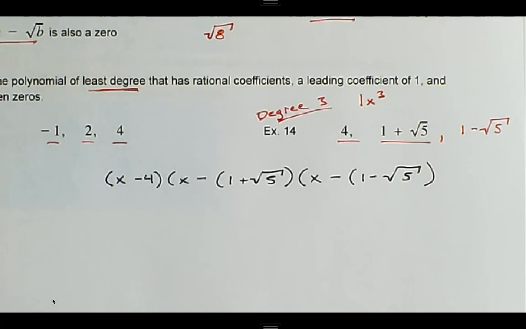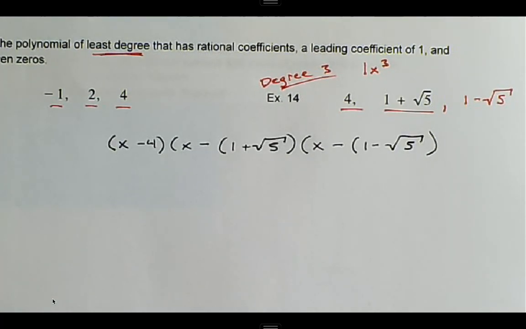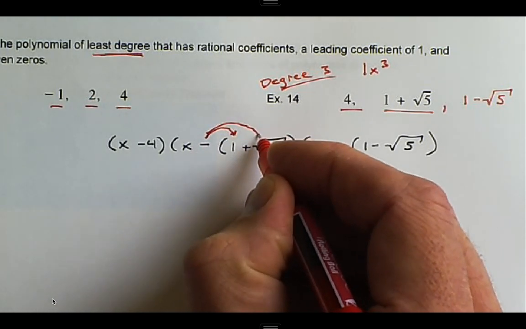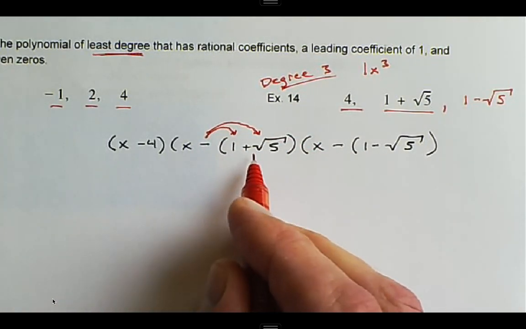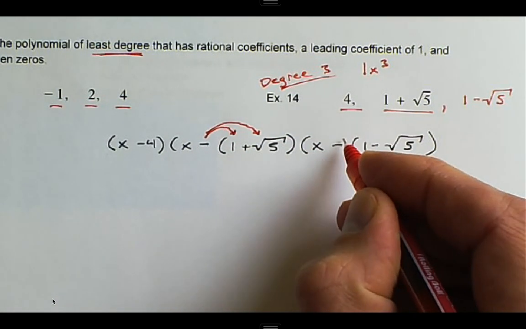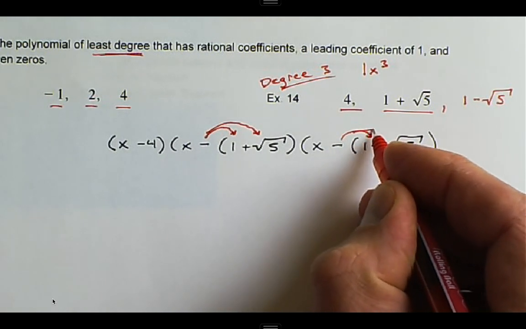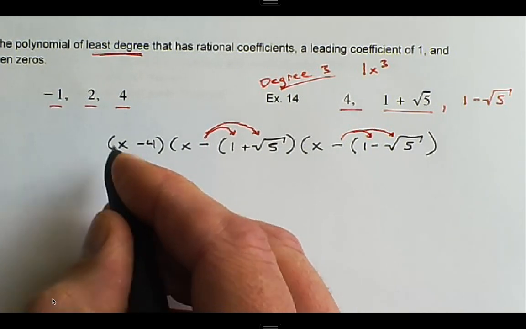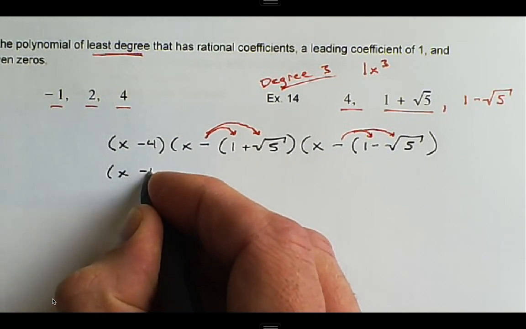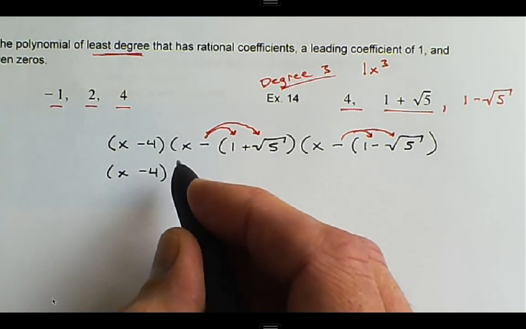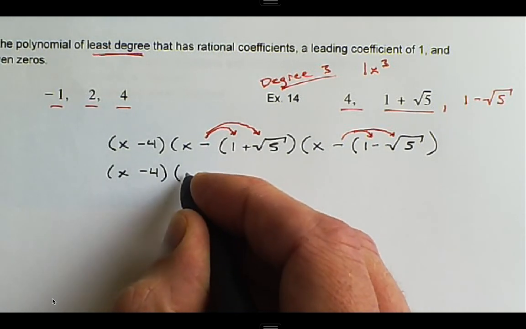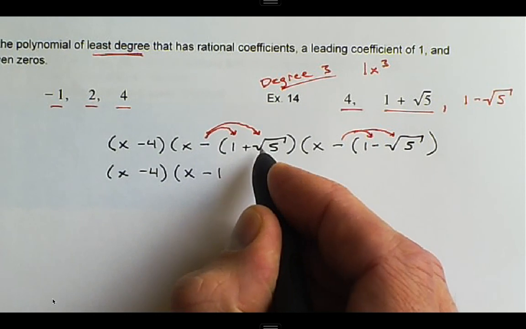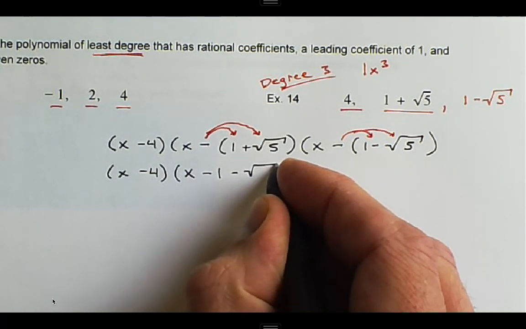So we got a lot of algebra to do. The first thing we have to do is distribute the negative to both parts of this binomial inside here. And then we have to distribute the negative here to both parts as well. So we'll leave the first part alone. That will just be x minus 4. Then we distribute the negative. So the x stays there. Negative times 1 is negative 1. Negative times the square root of 5 is negative square root of 5.